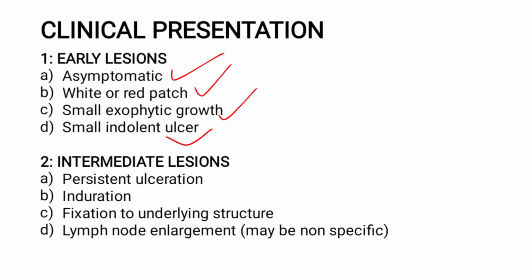Okay, so it is asymptomatic, number one. Then basically you have a red or white patch. Then you have a small exophytic growth and a small indolent ulcer is present.